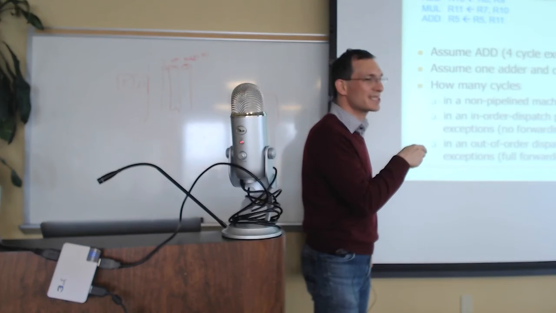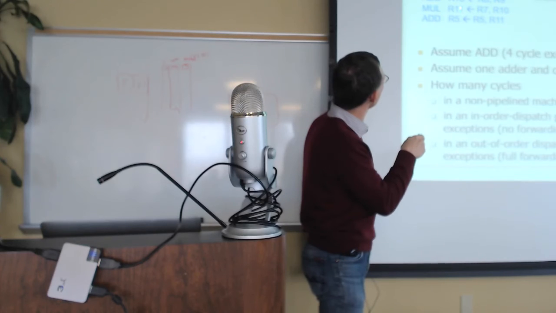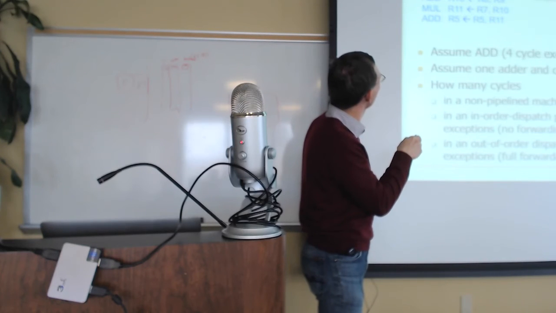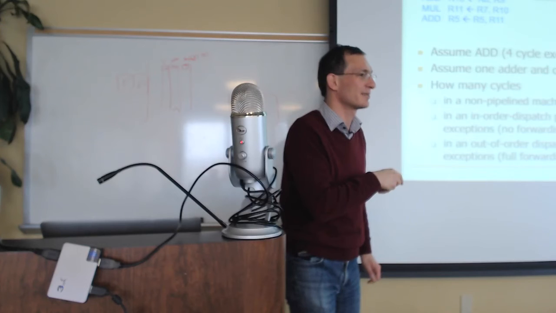4 times 7, 28 cycles. And then 2 multiplies. 9 times 2, 18 cycles. So that's 46 cycles, right? If I'm correct.